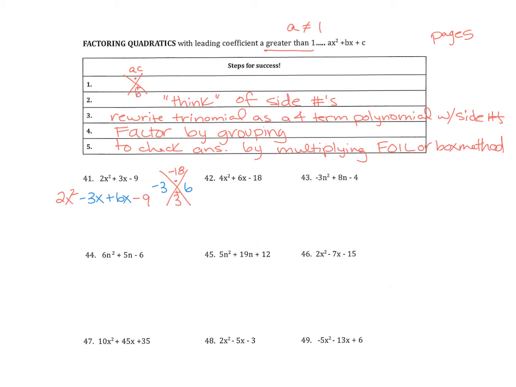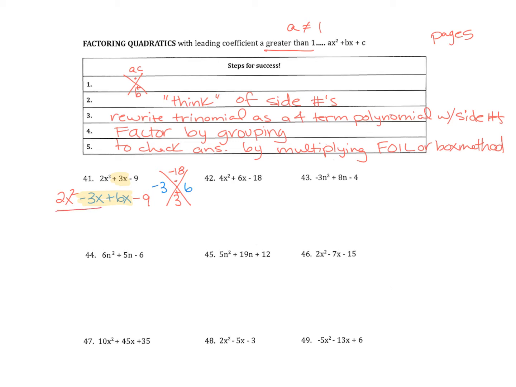So if you notice, what I did there is I changed this 3x in the middle. It's been rewritten as my 2 side numbers of minus 3x plus 6x, which is equal to 3x. My polynomial is still the exact same polynomial, but now it's written with 4 terms, and I can use my factor by grouping skills here.